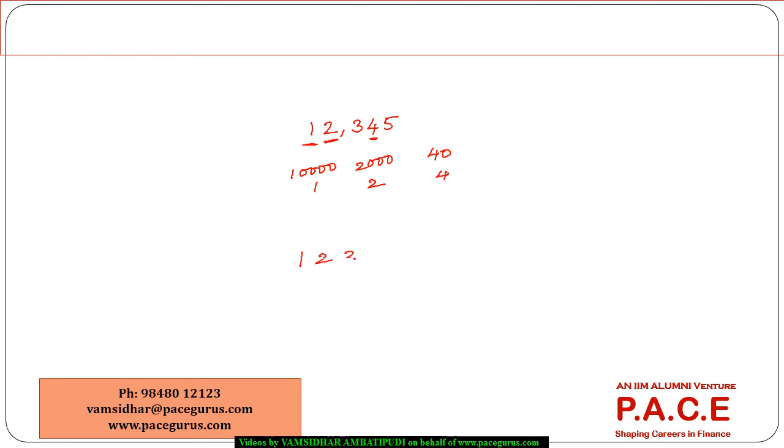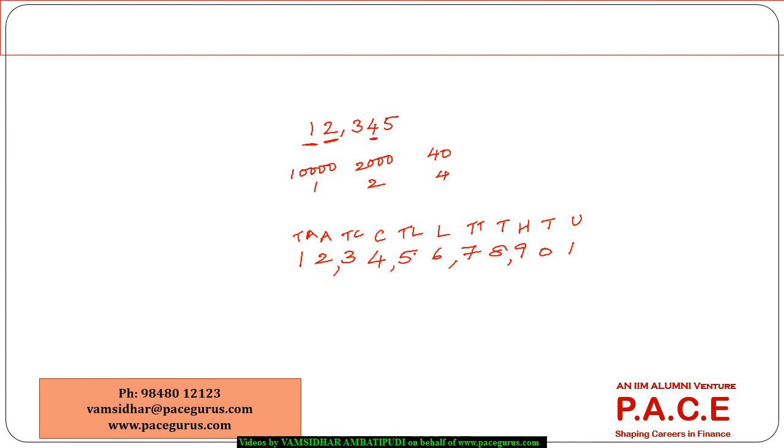So again, let me take the same number 1, 2, 3, 4, 5, 6, 7, 8, 9, 0, 1. So we said in the Indian system, this is the units place, this is the tens place, this is the hundreds place, the thousands, 10,000s, lakhs, 10 lakhs, crores, 10 crores, arabs, 10 arabs. And this is where the commas are typically kept.